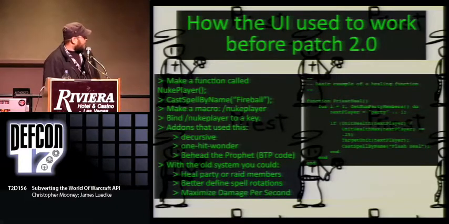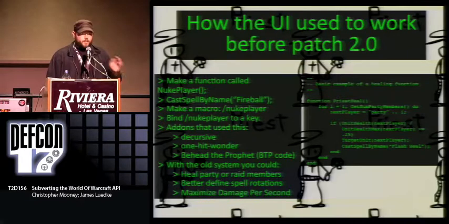This allowed certain add-ons like Decursive and One-Hit Wonder, the code that we had originally written, to work. People used this extensively to do all sorts of really cool things, like determine if somebody needed healing. You could do that all programmatically from a button press. Anyway, and then they decided that they didn't want people to do that.